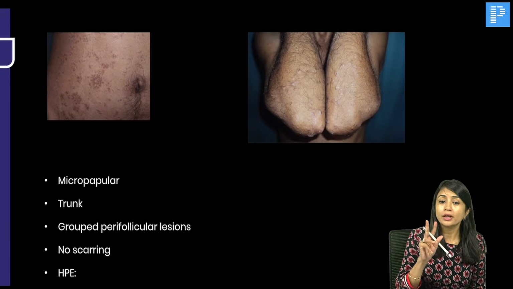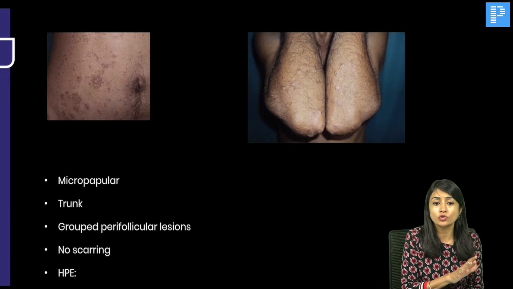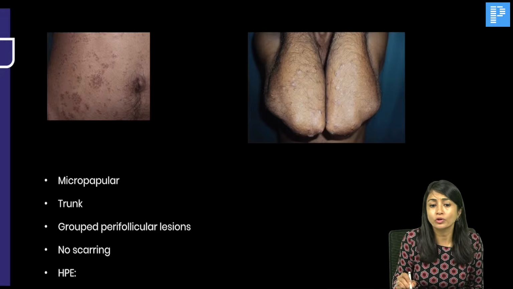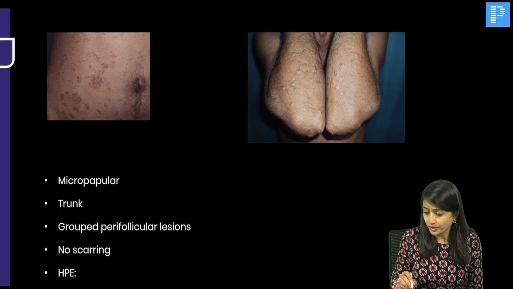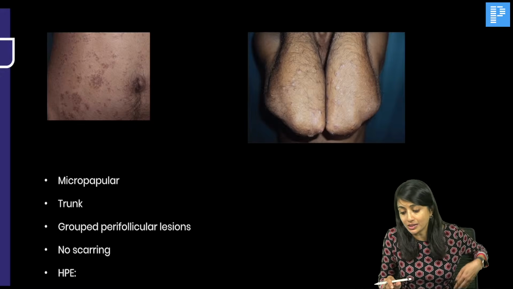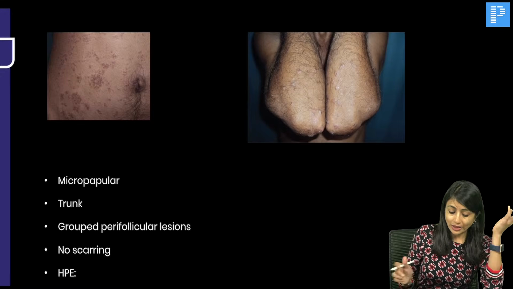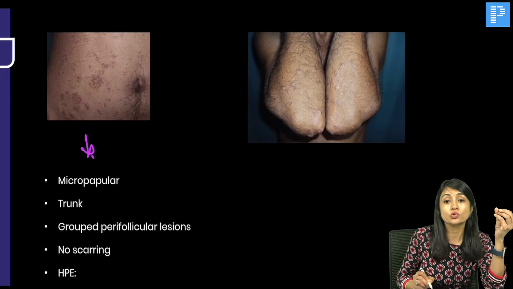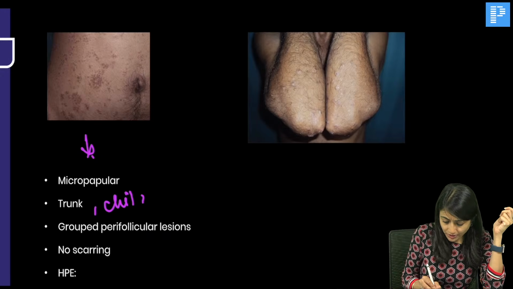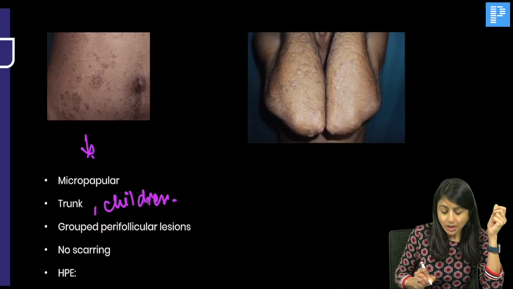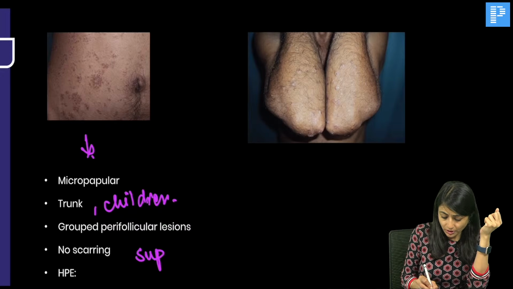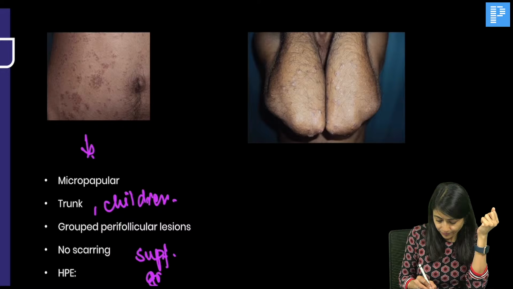There are 2-3 kinds of tuberculids, mostly you should be knowing about 2, lichen scrofulosorum and papulonecrotic tuberculid. Yes, if you do a culture, it will also be negative because there is no active TB bacilli which are present there. So, lichen scrofulosorum is something that you see on the trunk, usually seen in children. You have these micropapular lesions, and when you biopsy, you see superficial granulomas.